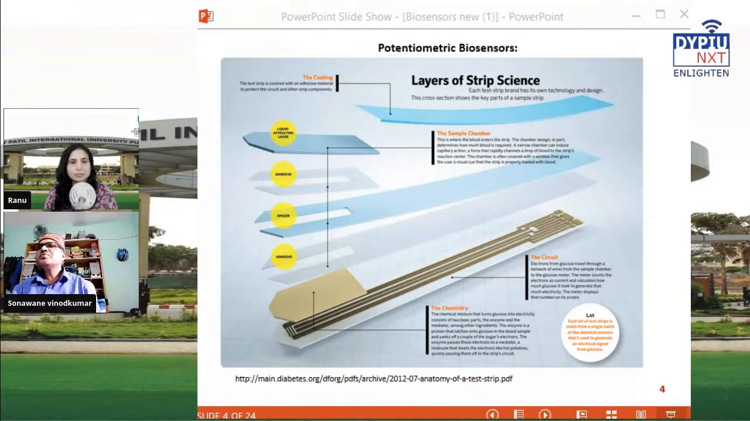Okay. So for this strip, care has to be taken that for each lot of the test, the strip is made from the same batch of chemical mixture that is used to generate the electrical signal, so that the glucometer will show uniformity in the reading. So this is how a simple potentiometric biosensor works.